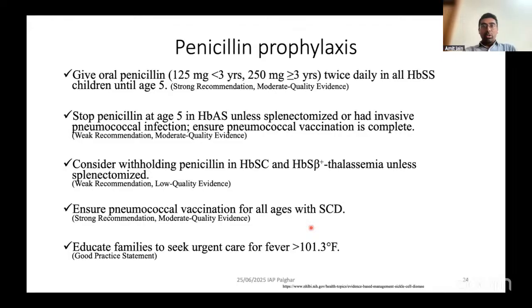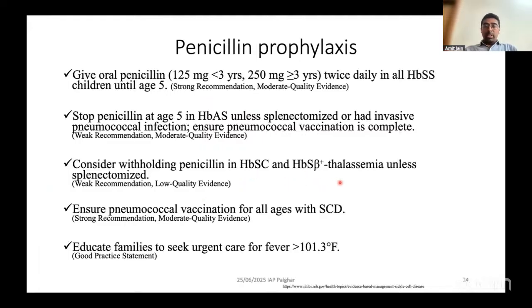Moving on to penicillin prophylaxis, which is indicated in patients with homozygous sickle cell disease to prevent infections. Guidelines say all HbSS patients should receive oral penicillin twice daily at least until 5 years of age. This is a strong recommendation. We can stop after 5 years of age if they have not suffered significant or life-threatening infections.